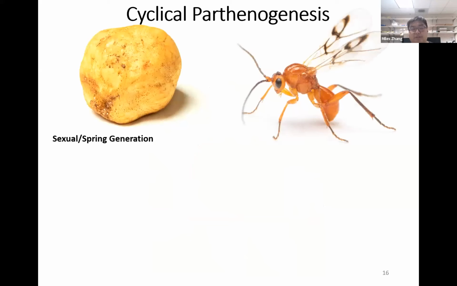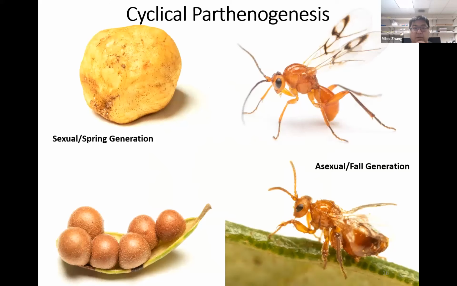So, but it doesn't work all the time. Here is just one example from a genus I recently revised, Belonocnema. On top is the spring generation, the sexual generation. The one on the top right is a sexual female that comes out of these potato-like galls on the root of live oaks, whereas on the bottom is a leaf gall. This is the asexual generation.